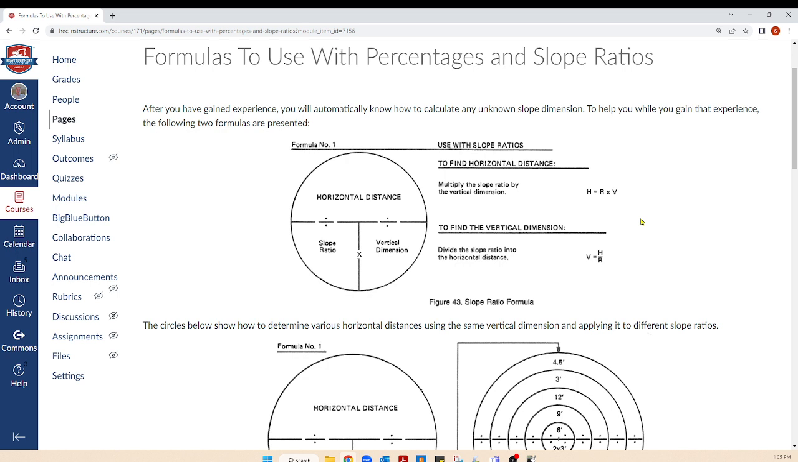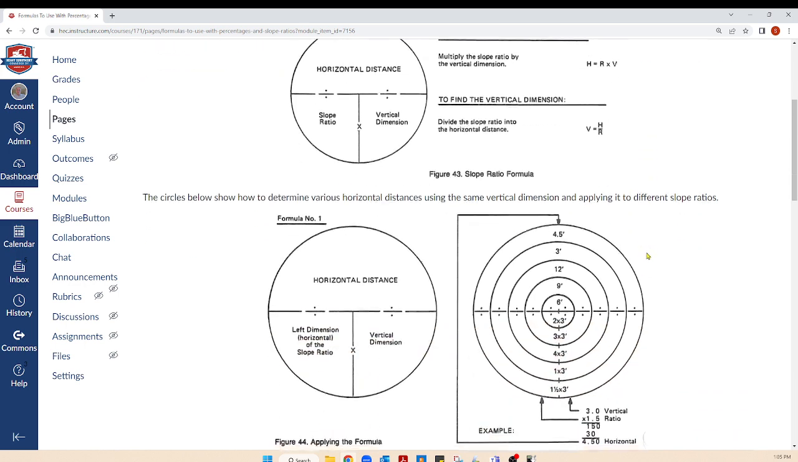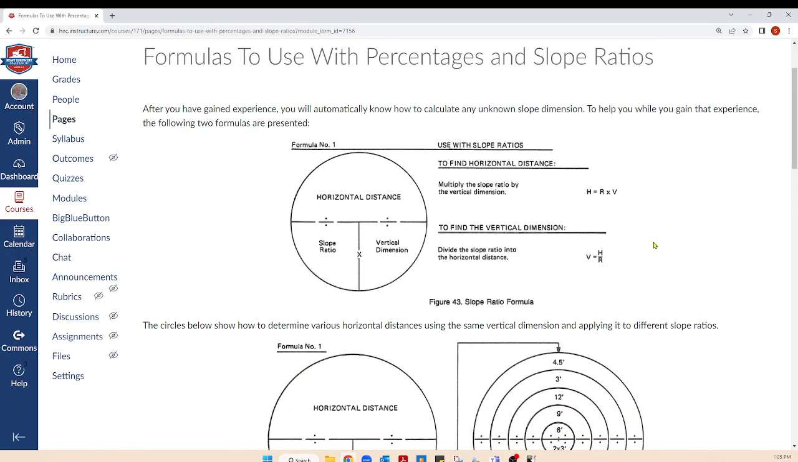Let's say you have a slope... let's say you had a 2-to-1 slope that had an 8-foot horizontal distance. You've got a 2-to-1 slope that has an 8-foot horizontal distance. You don't know the vertical distance.